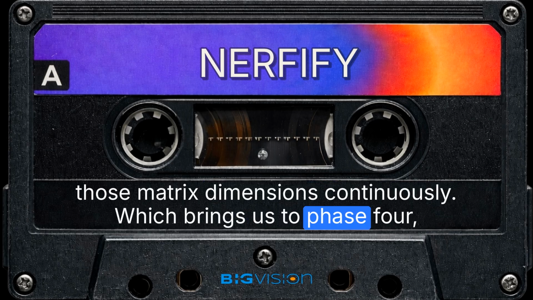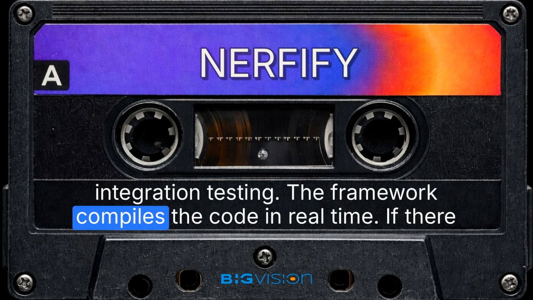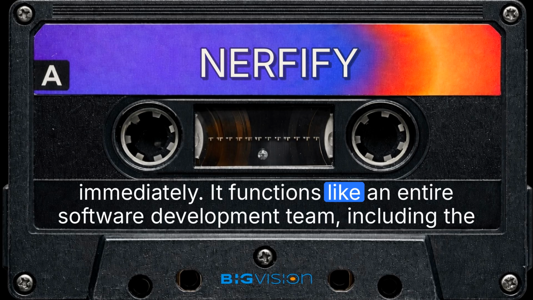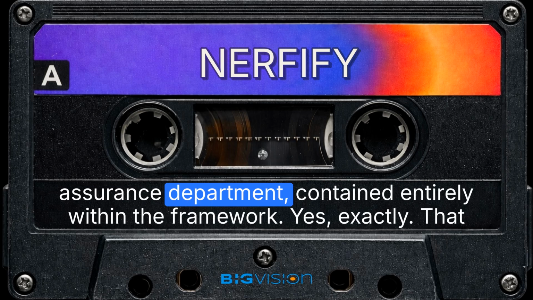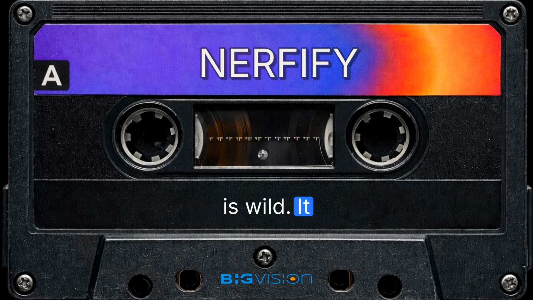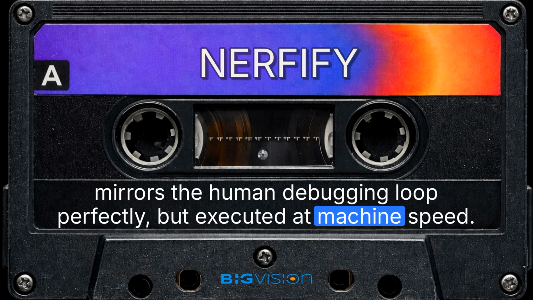Which brings us to phase 4, integration testing. The framework compiles the code in real time. If there is a syntax error or a missing import statement, the agents run automated repair and smoke tests to patch it immediately. It functions like an entire software development team, including the quality assurance department, contained entirely within the framework. Yes, exactly. That is wild. It mirrors the human debugging loop perfectly, but executed at machine speed.